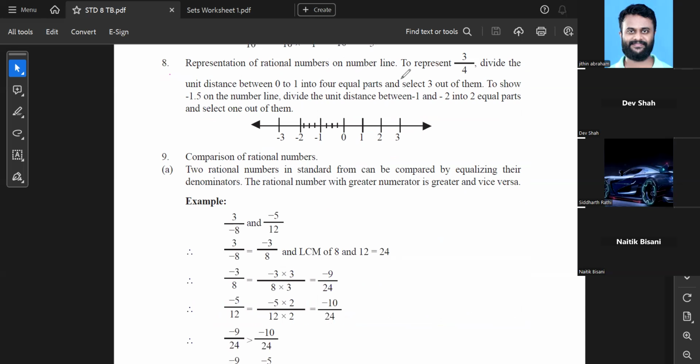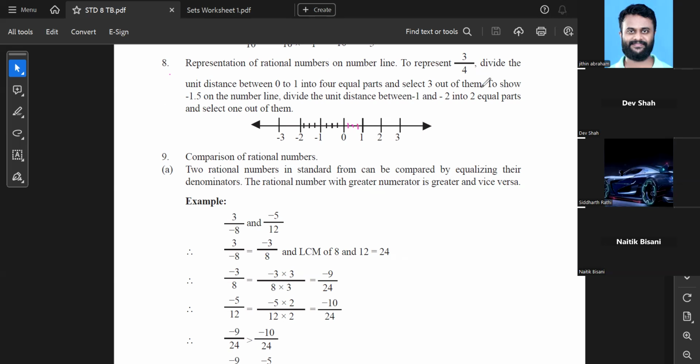Representation of rational number on the number line. To represent 3 upon 4, divide the unit distance between 0 to 1 into 4 equal parts. For example, in this case, if you wish to represent 3 upon 4, you take the number line, you have 0 to 1, you divide this number line into 4 equal parts: 1, 2, 3, and 4.